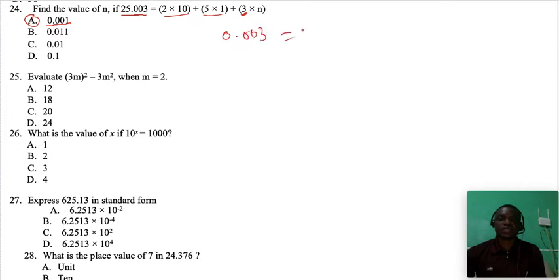So it's just a matter of 0.003 is equal to 3n. Then divide both sides by 3. So n is equal to 0.001. That is the answer.